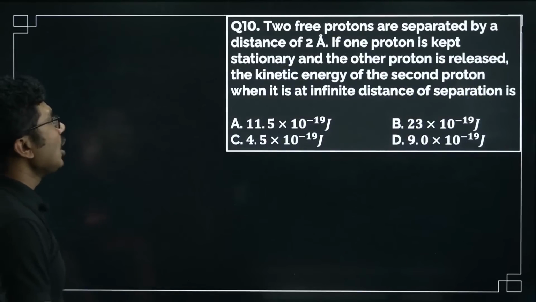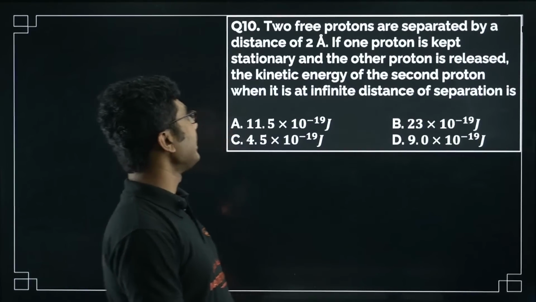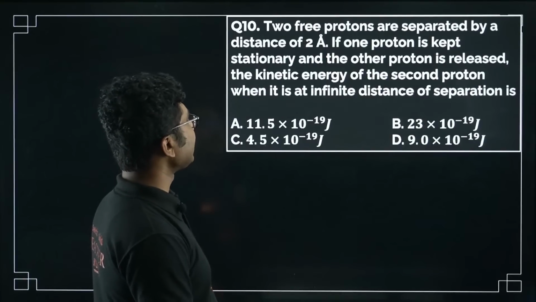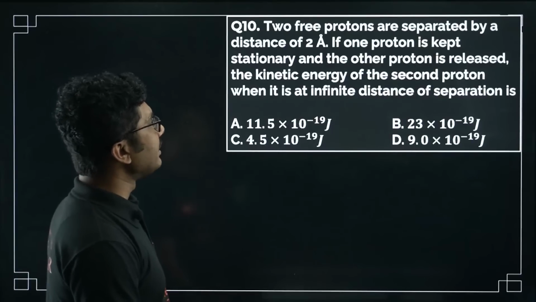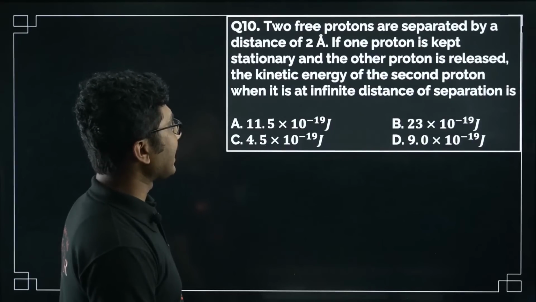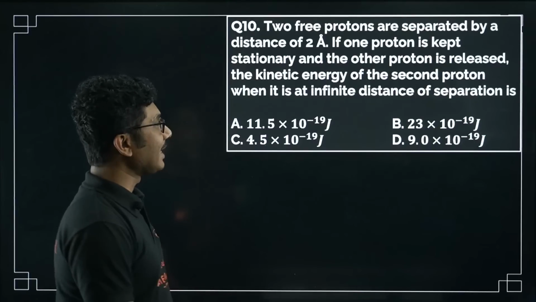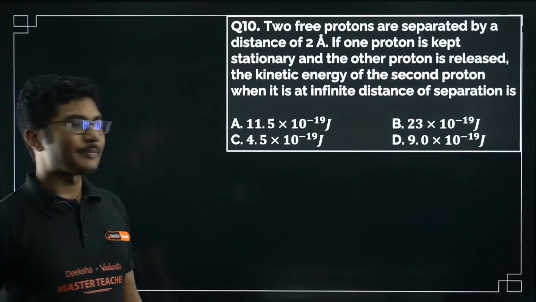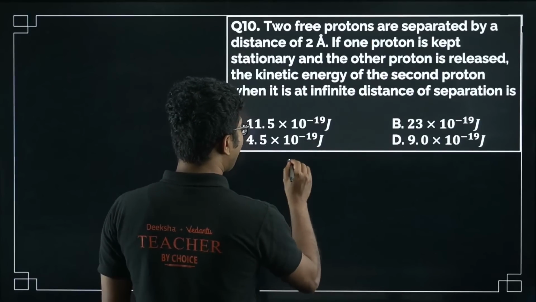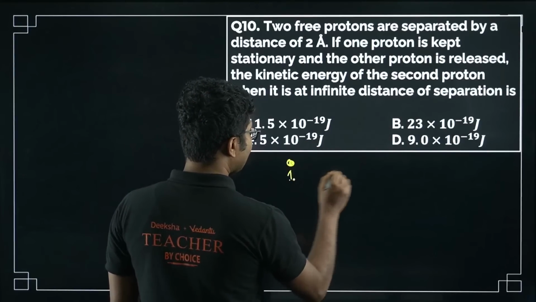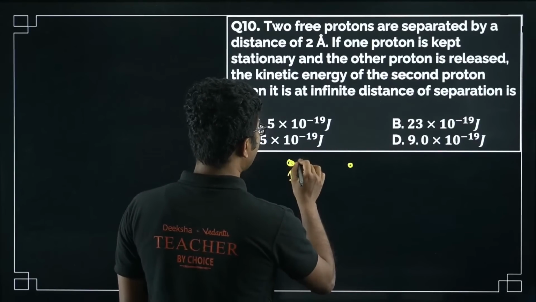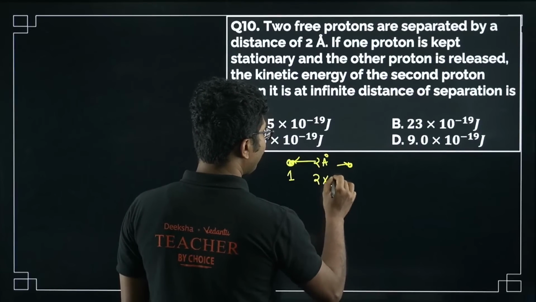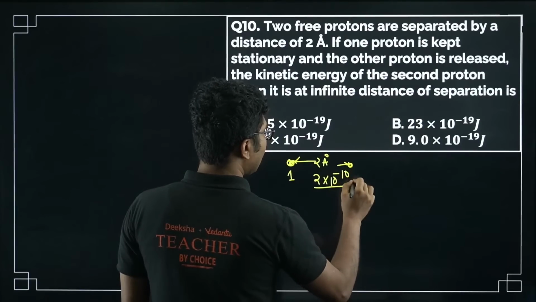Now next question. Two free protons are separated by a distance of 2 angstrom. If one proton is kept stationary and the other proton is released, find the kinetic energy of the second proton when it is at infinite distance of separation. Now how to calculate infinite distance separation potential? Basically one proton was here, another proton was at a distance of 2 angstrom. What is 2 angstrom? 2 angstrom means 2 into 10 to the power of minus 10 meters.